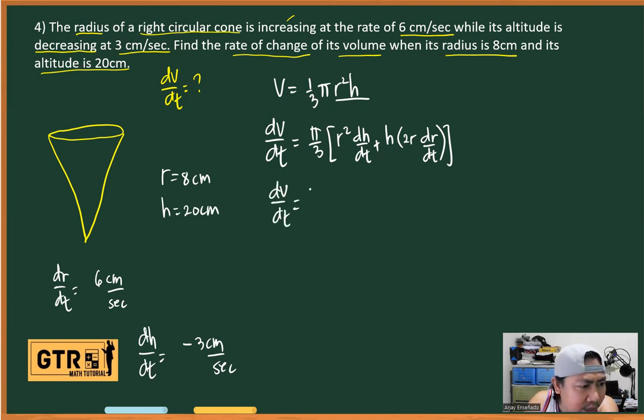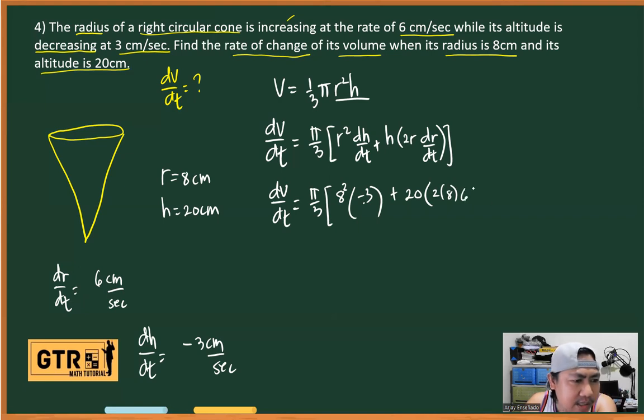dV over dt equals pi over 3. So we have r squared, r is 8 centimeters, so we have 8 squared, times dh dt, given yan, so we have negative 3, plus h. So we have another 20. And then we have 2 times r. So we have 2 times 8 times dr dt. So that is equal to 6. Okay. So ayan na. Simplify na lang natin.